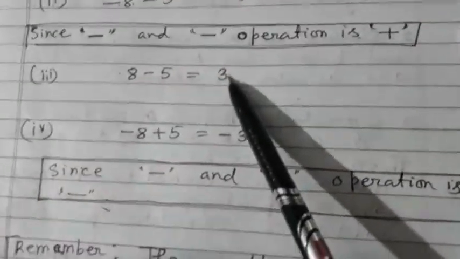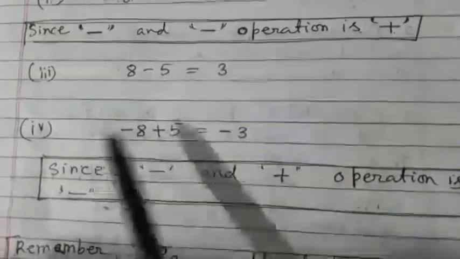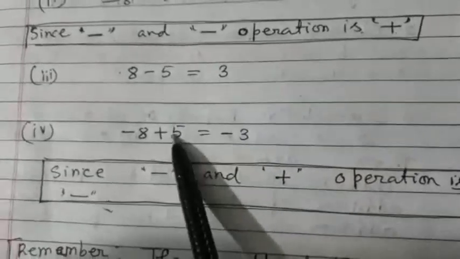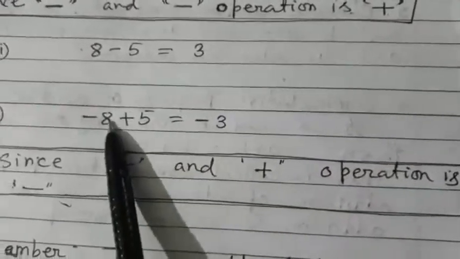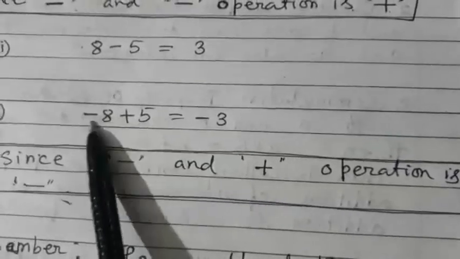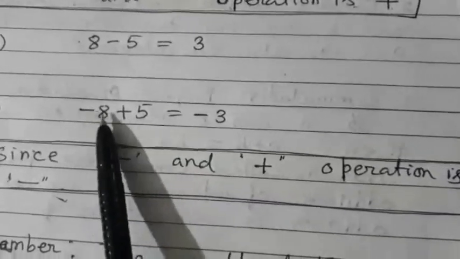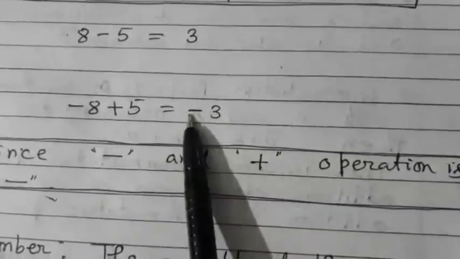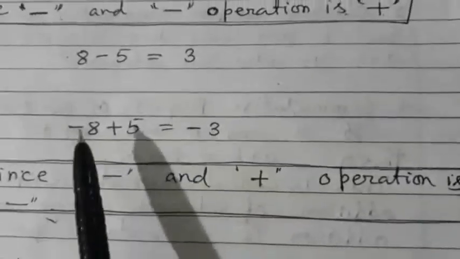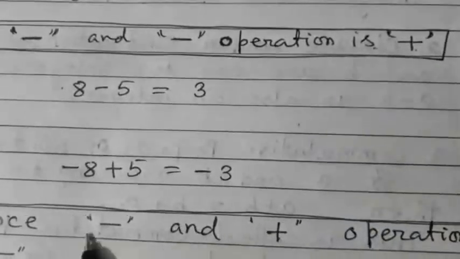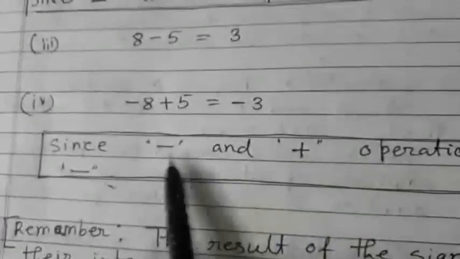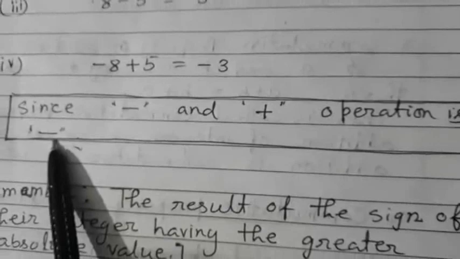Now 8 minus 5 equals 3. Already we know. But minus 8 plus 5 equals minus 3. That means here the greater value 8 carries the minus symbol, that is, the absolute value also carries the minus symbol. You remember this always: minus plus and plus minus is also minus.